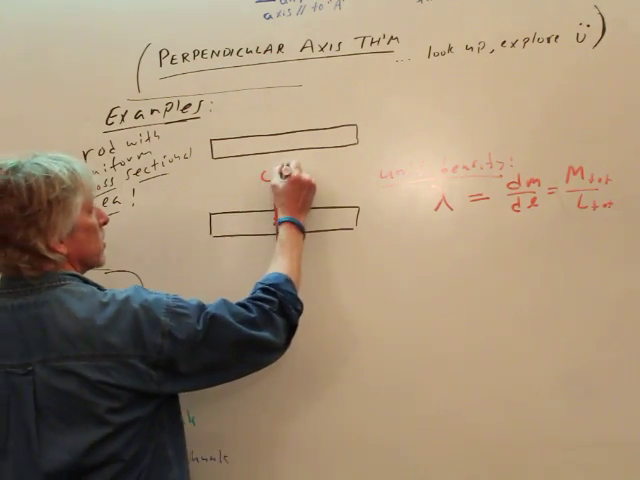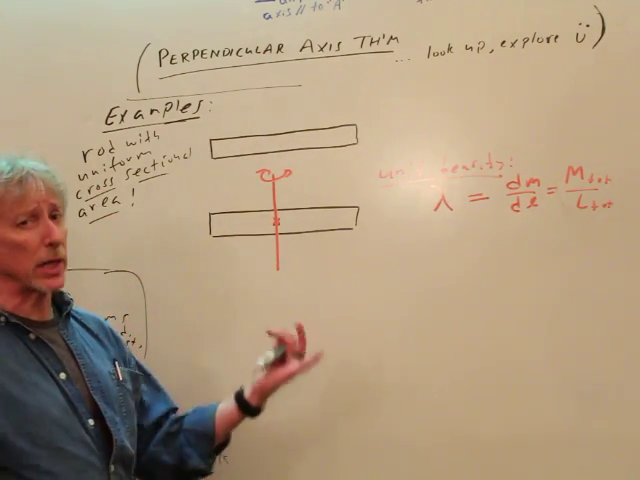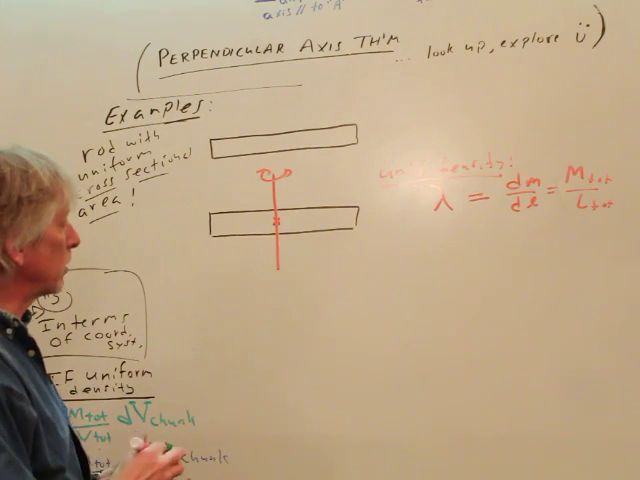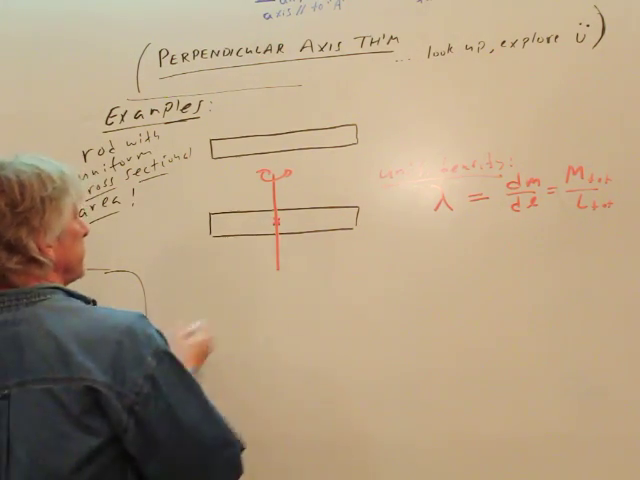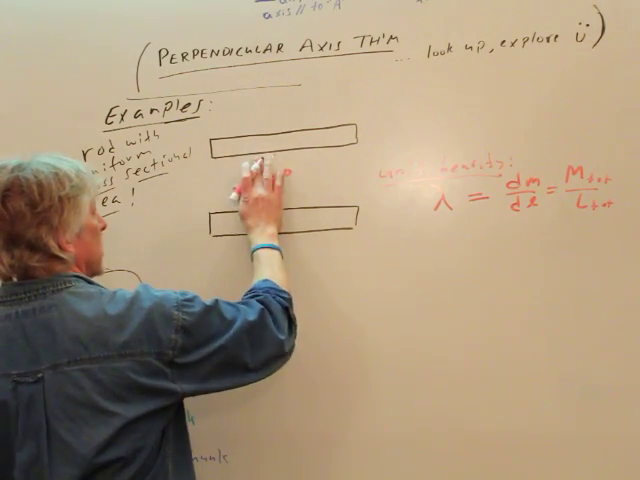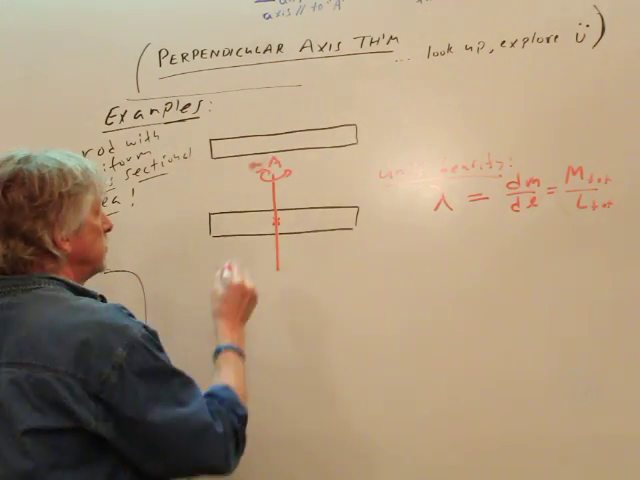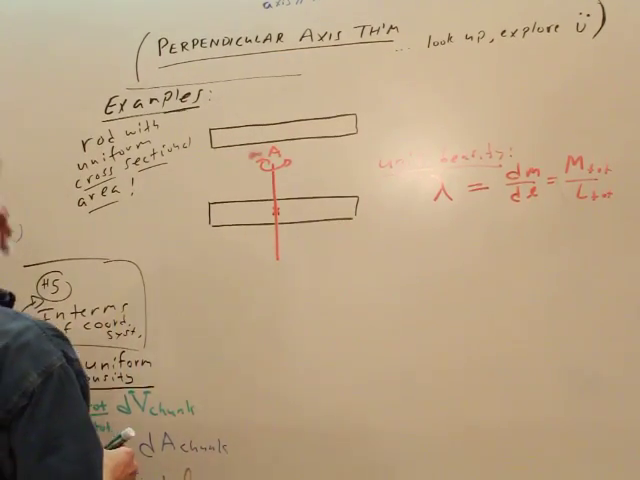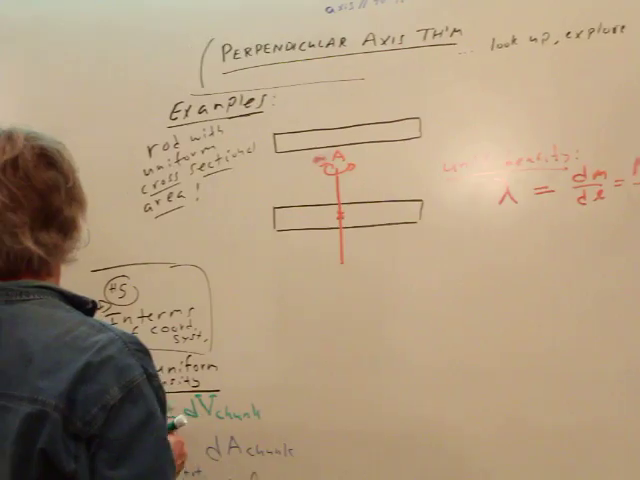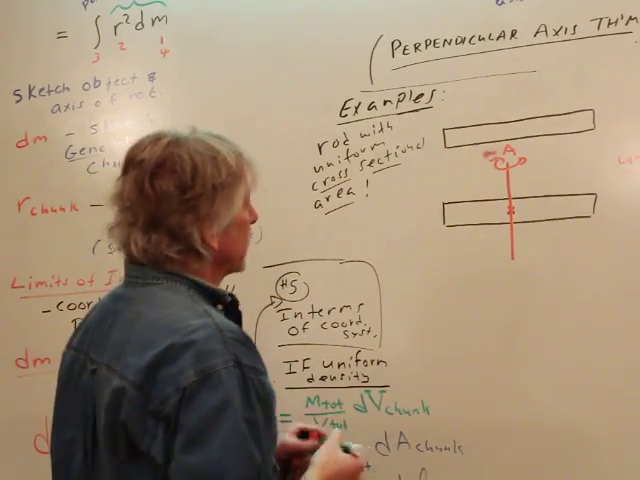Here's my axis of rotation. It doesn't have to be rotating. It's still got inertia, whether or not it's rotated or not. So here it is. There's my axis. And I'm going to call that axis A. And now I'm going to go through my steps. Oh, let's see, what did it tell me to do? Sketch the object and the axis. I did that. dm.